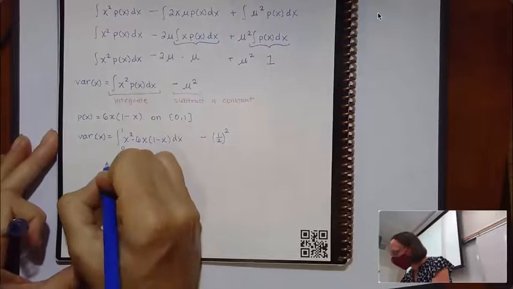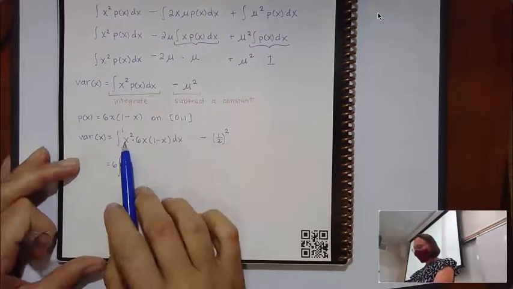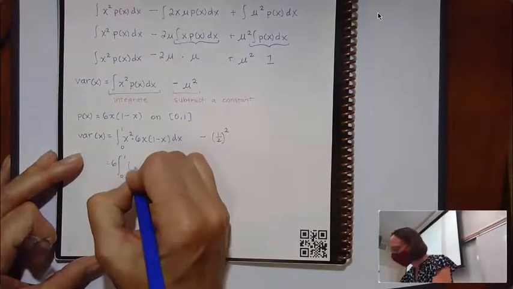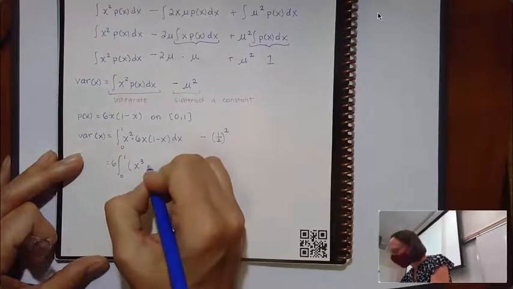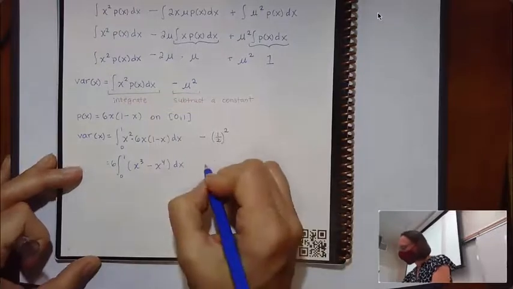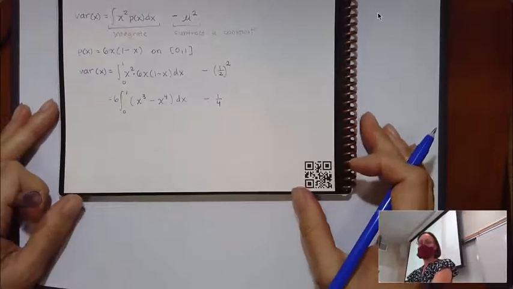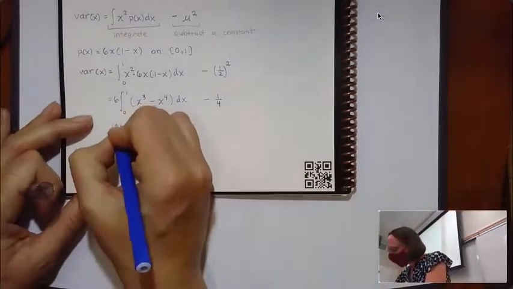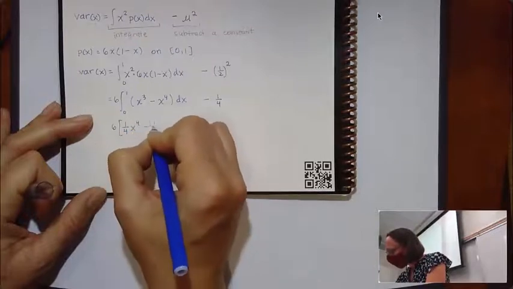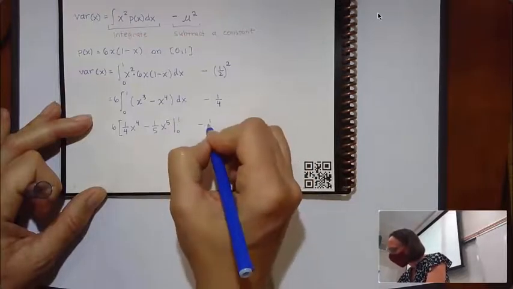I'm gonna pop that 6 out in front. Now I've got an x squared times another x. So that'll be an x cubed to distribute out. So I'm looking at an x cubed minus an x to the 4th dx. Whole thing, don't forget back here, we're going to subtract 1/4 when we're done with the integration. Add 1 to the exponent, divide by the new exponent. Add 1 to the exponent, divide by the new exponent. We're going from 0 to 1. We got this.